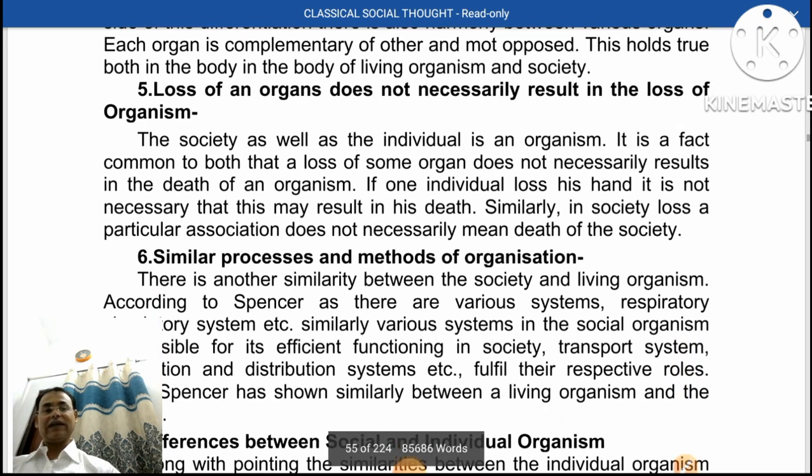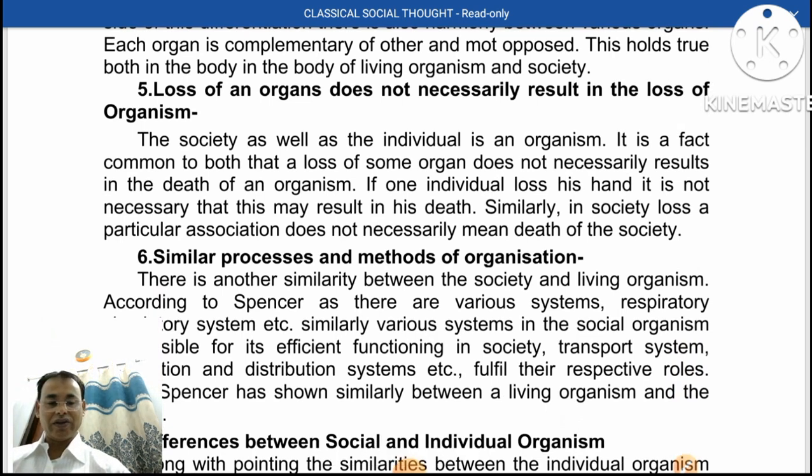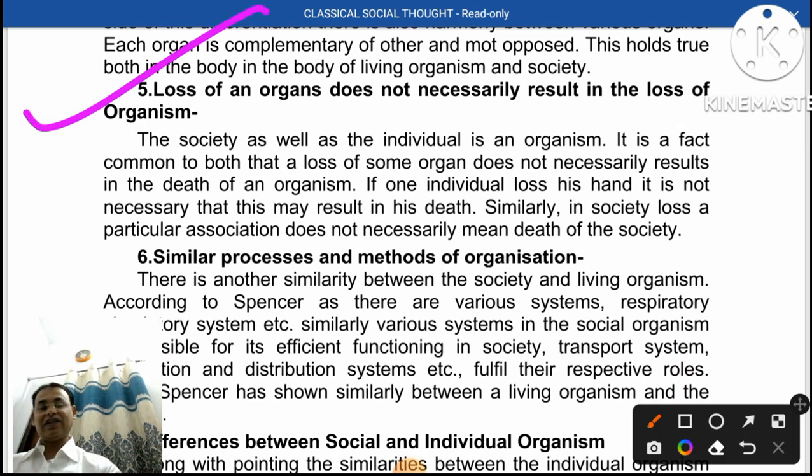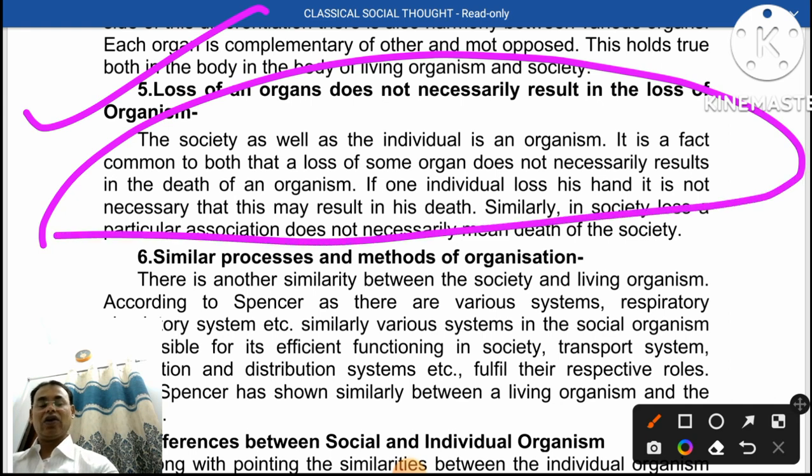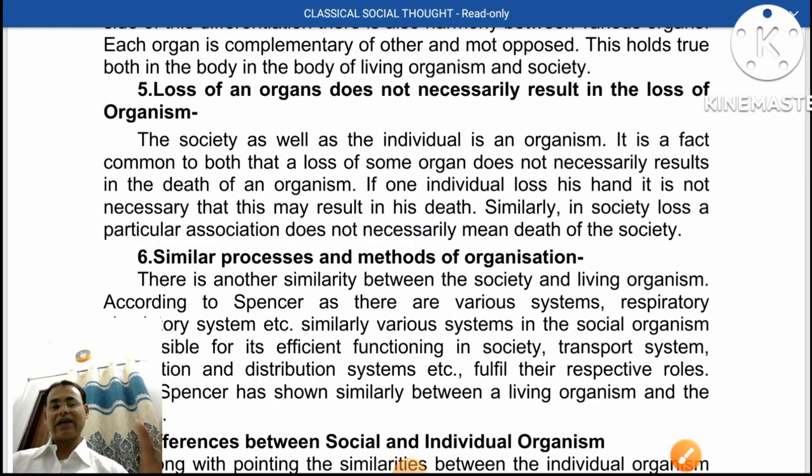Loss of an organ does not necessarily result in the loss of the organism. In the same way, in society, loss of any unit does not mean loss of society. If one individual loses his hand, it is not necessary that this will result in his death. Similarly, in society, loss of a particular association does not necessarily mean death of the society.